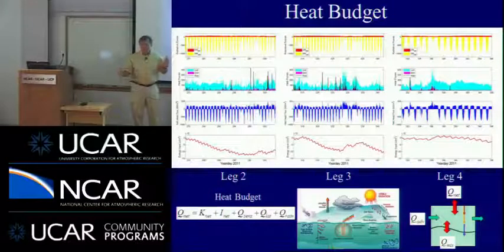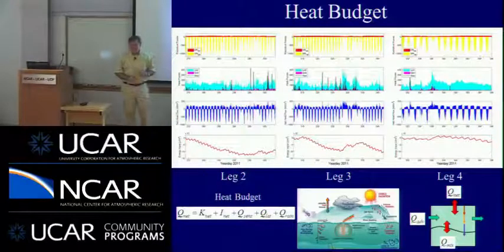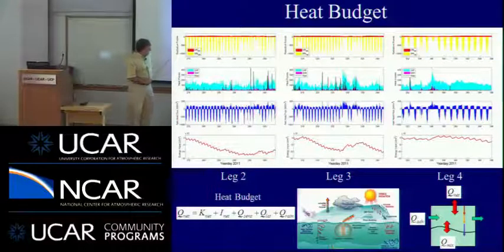Yeah, it's a sum of all those terms. Don't call it a residual. No, but it kind of is, yes. So what's the last term?